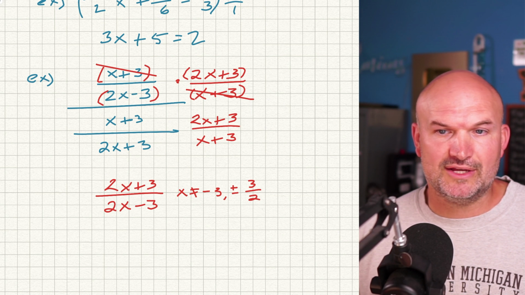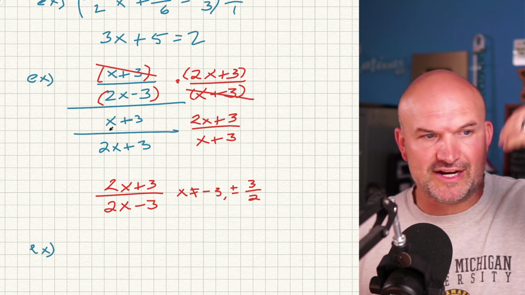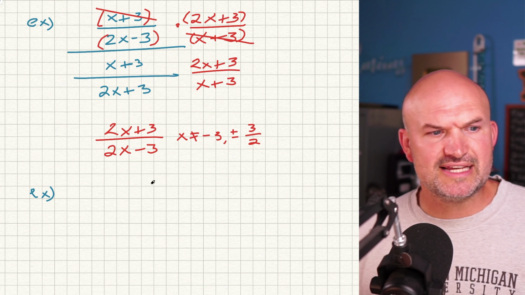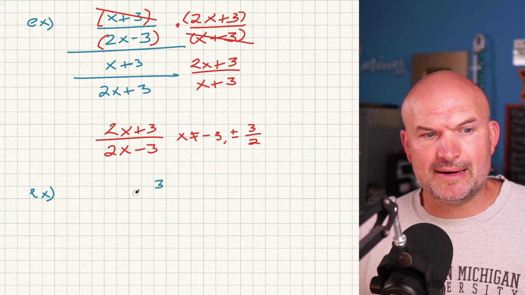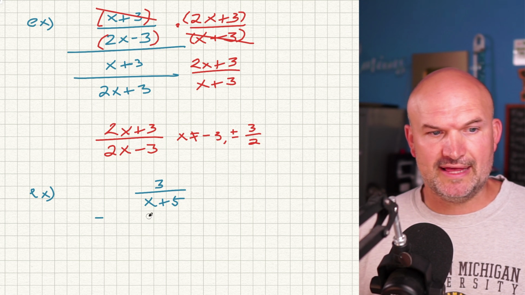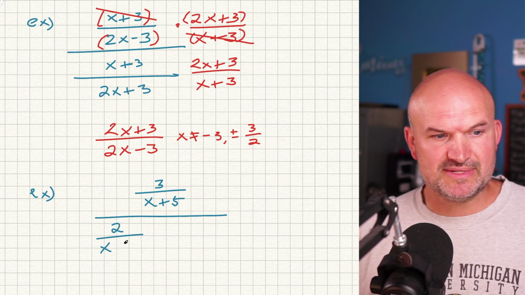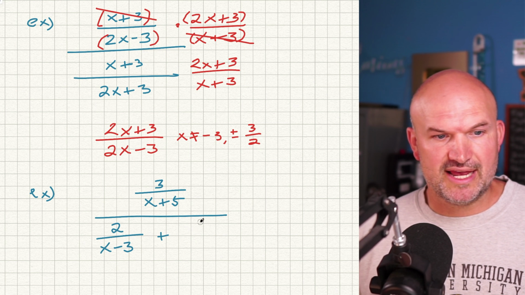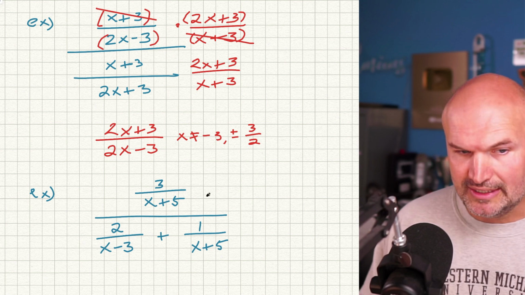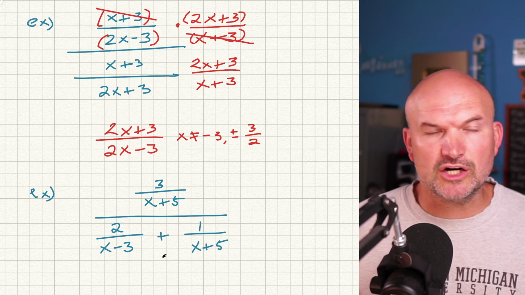All right, let's go and take a look at another example. Obviously, when you have a fraction divided by a fraction, you can just go through that result. But let's take a look at something a little bit more complicated, but still relatively easy to approach. This one's going to be 3 times x plus 5 divided by 2 times x minus 3 plus 1 over x plus 5. Now, this one can get pretty confusing when we are trying to understand our common denominator.